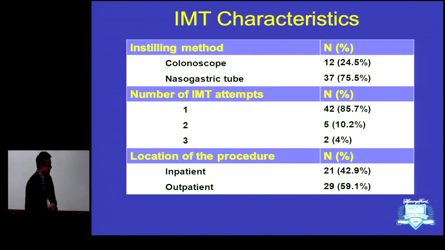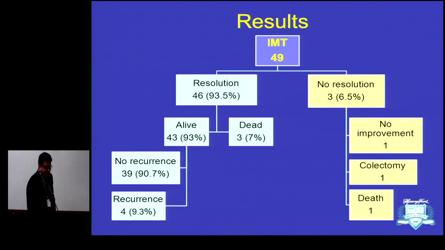So we had 49 patients to begin with. Resolution within 7 days: 46 patients, so 93% resolution, of which three people died. None of them died from CDI or the therapy. They died of their underlying disease within the 30 days, which is usually cancer. And 43% were still alive in 30 days. And if you go back and look at their recurrence, 39 patients or 90% had no recurrence. Only four people had a recurrence. And we'll go over the individual details.